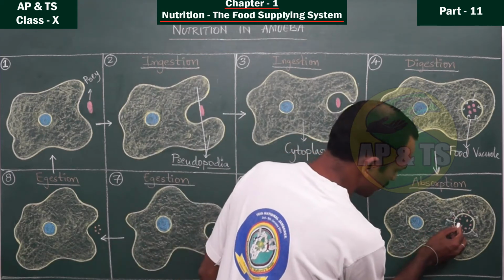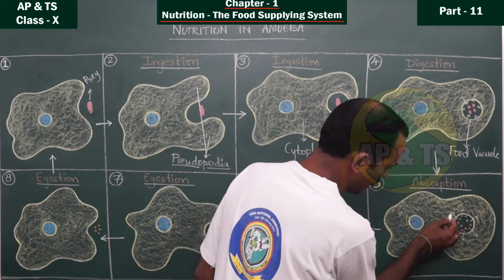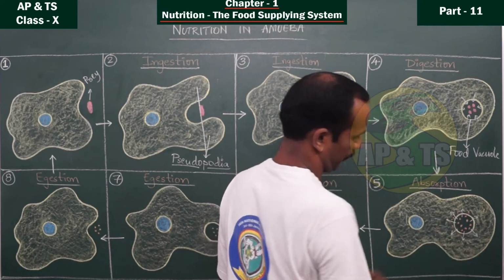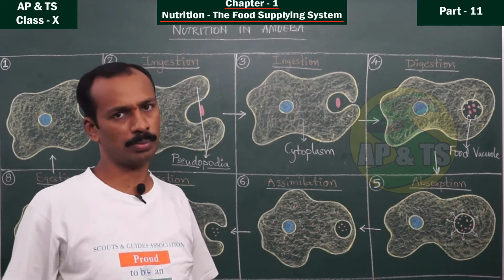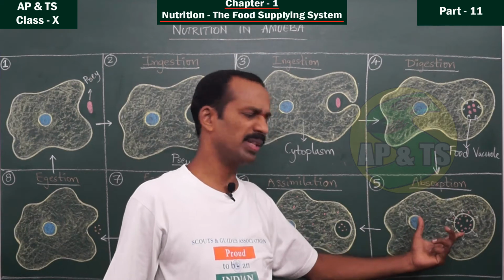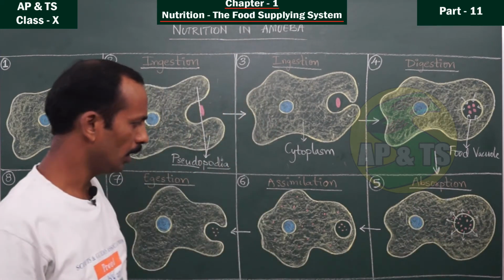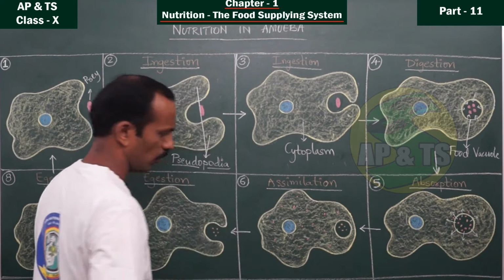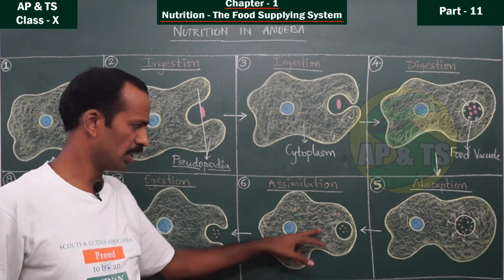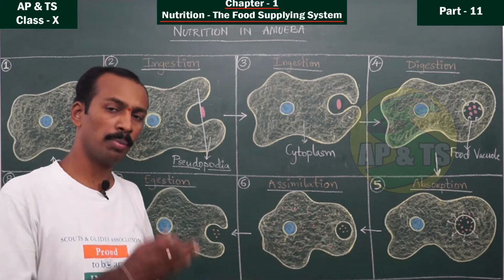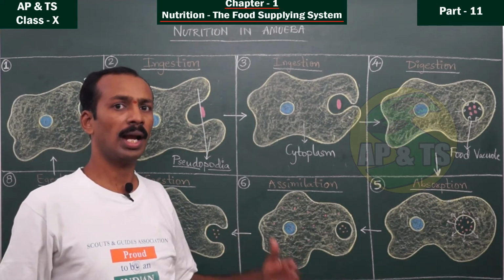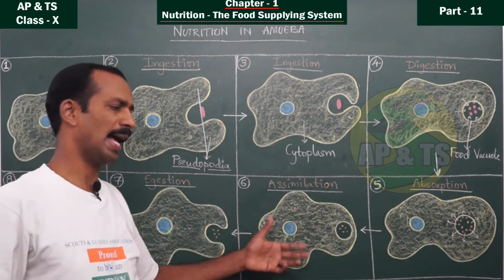You can see here small pink colored dots I have shown. The food material is absorbed into the cytoplasm. It is distributed into the cytoplasm, and that stage is called absorption. This occurs by simple diffusion only. Then assimilation. What is assimilation? The food particles which are distributed to all parts of the body are broken by a process called respiration to release the energy and use that energy for doing different activities.